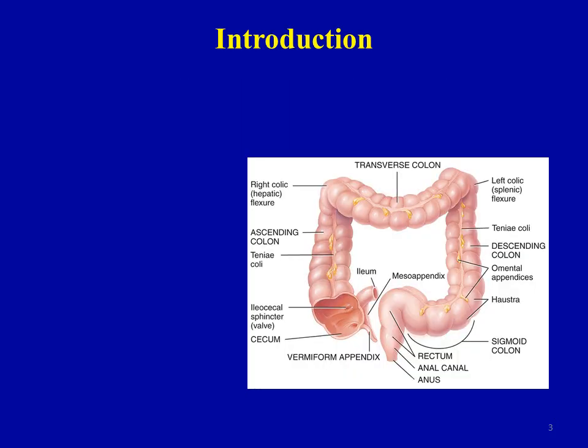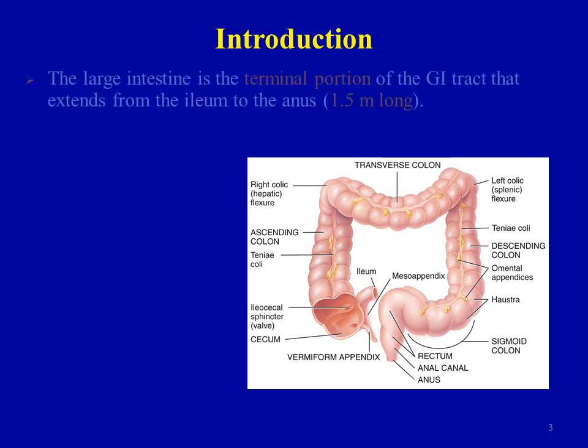Here, as you remember, the large intestine is the terminal part of the alimentary canal. It is the terminal portion of the GIT, and it extends from the ileum at the ileocecal valve, and it ends in the anus, which is the opening of the terminal portion of the alimentary canal to the exterior. It has a length of 1.5 meters, which is shorter than that of the small intestine that we previously studied in one of the previous lectures.